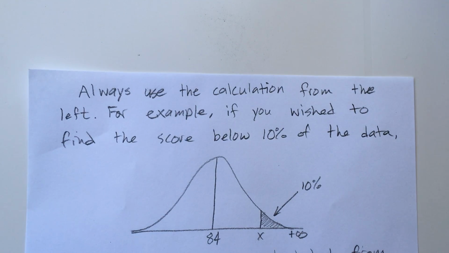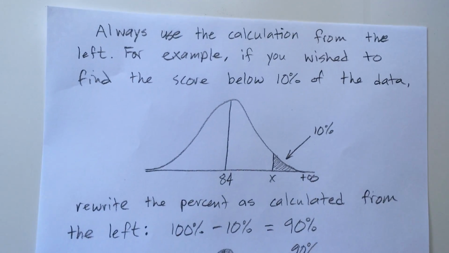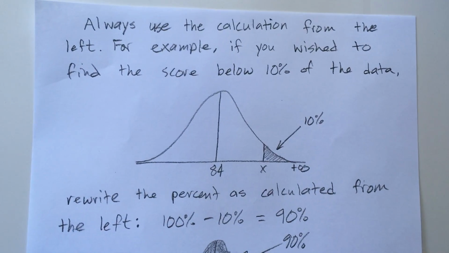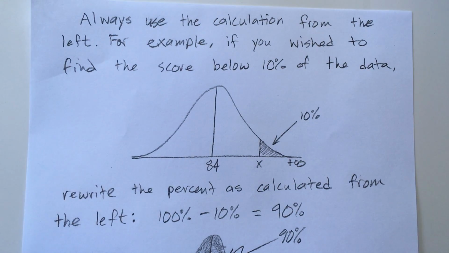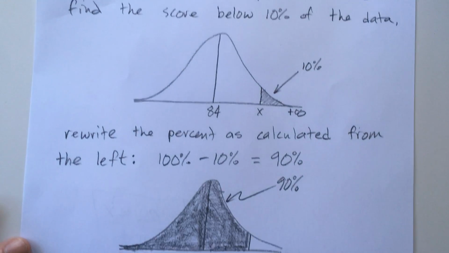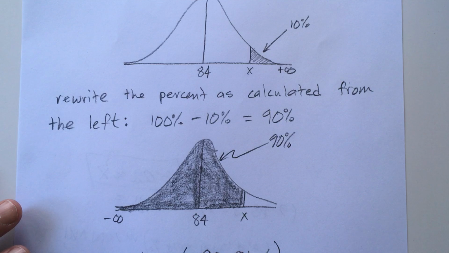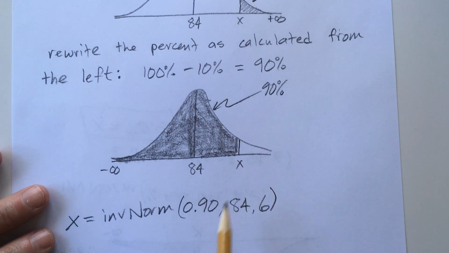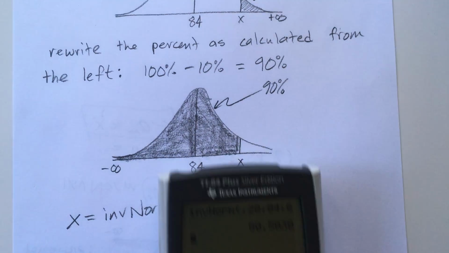We need to calculate our percent from the left, so I simply subtract that from 100%. So we rewrite the percent as calculated from the left, which would be 100% minus 10%, which is 90%. So the same position, but now coming from the left from negative infinity to our value x, which gives us 90%. So again, I'd put that in the calculator as my percent in decimal form, the mean, the standard deviation.